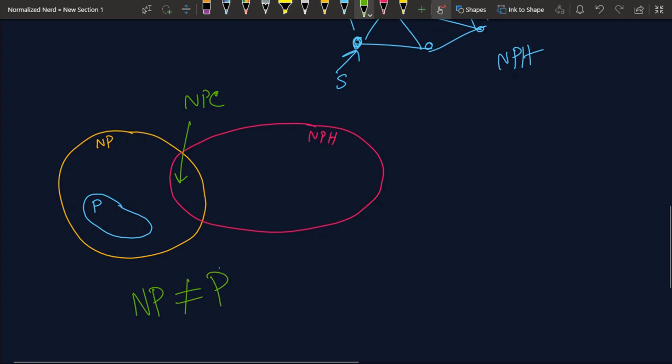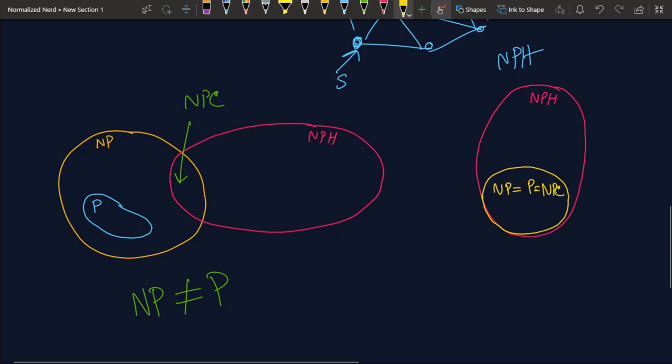But what if we want to draw a picture where P is actually equal to NP, well, then the picture will look something like this. These are all the problems that belong to the NP hard class. And then there are these problems, which are NP and P and NP complete. So if we can show that P is equal to NP, then this portion will actually vanish. Yes, the NP complete problem will also be same as P and NP. So then the picture will look something like this. So I hope the concept of the computational complexities are really clear to you right now.